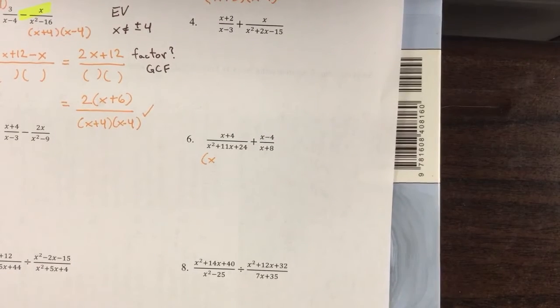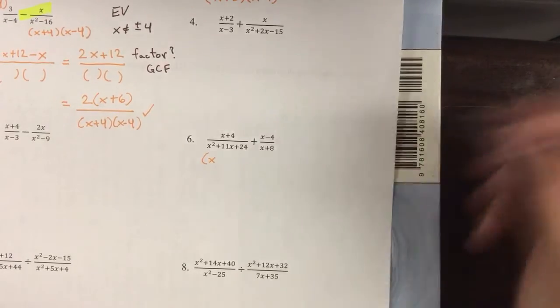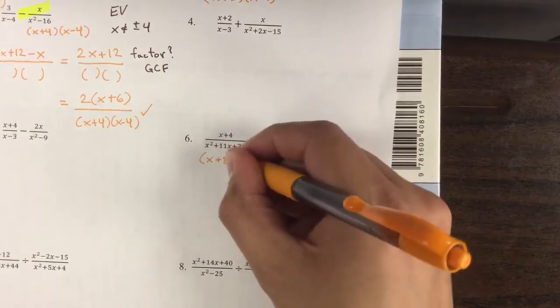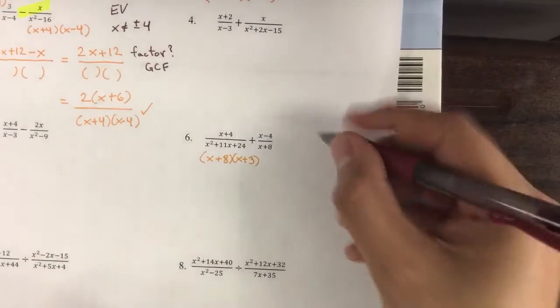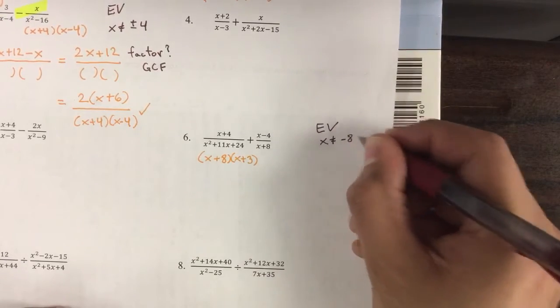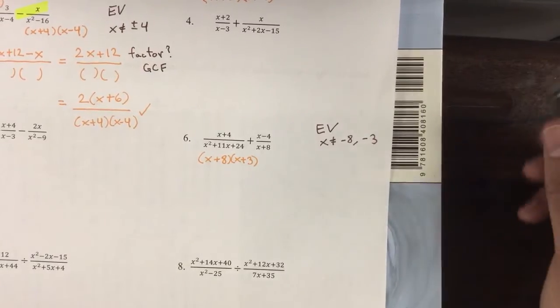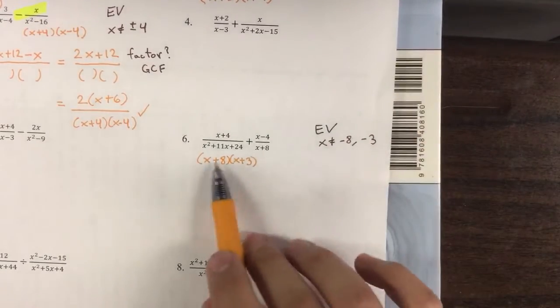All right, getting back into it, number 6. We need to factor the first denominator. So factors of 24 to give you 11 are 8 and 3, both positive. So your excluded value will be x cannot equal -8 or -3. So left side's good. You got both denominators.